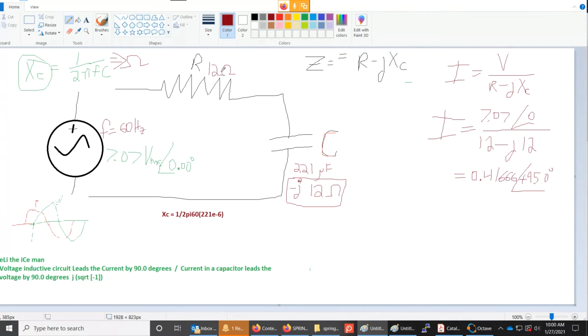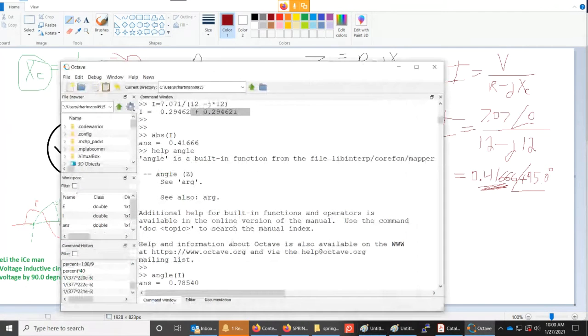All right, and we know that because of ELI the ICE man. The current is ahead, so this better be positive. According to ELI the ICE man, in a capacitor the current is ahead of the voltage, and my voltage was at 0, so I need to be ahead of that. All right, so this is my current. I have a magnitude and an angle. Any questions about that?